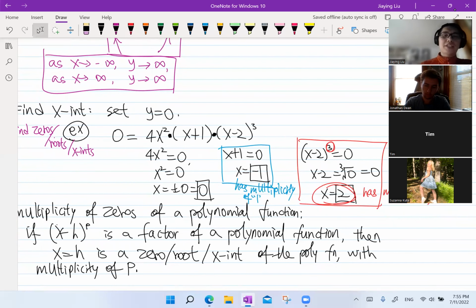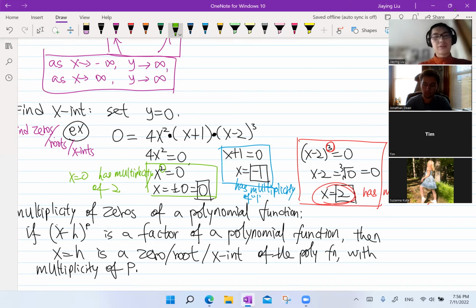And what about the x equals zero? If we look at it, because we had x squared equals zero at some point, it has the exponent two. So at the end, we get x equals zero. So x equals zero as the root has multiplicity of two, because of the square, x squared equals zero.